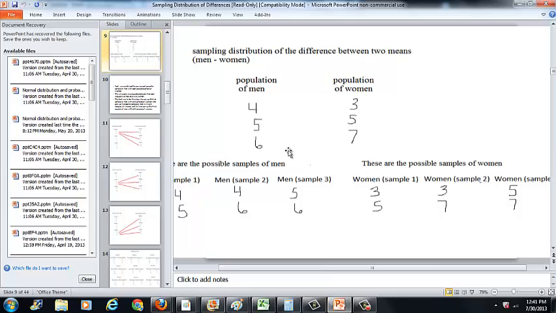When you have two populations of three people, and you're taking a sample of two people from each population, you have three possible combinations of two from population one, and three possible combinations of two from population two, which means that to find the number of possible combinations of four, you have to take the number of possible combinations from population one and multiply it by the number of possible combinations from population two, which would be 3 over here times 3 over here, which gives you 9.